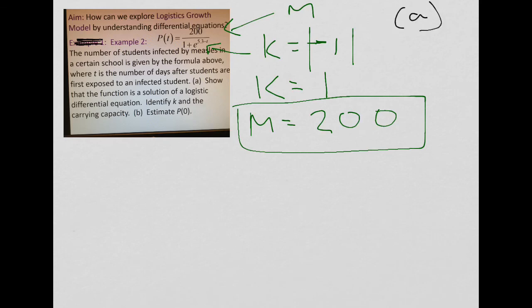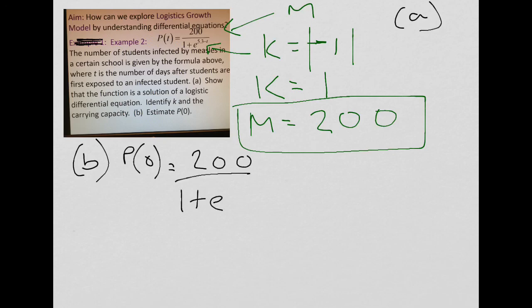That was part A. Part B. This one's kind of easy. We just need to plug in 0. And this is very similar to what we had to do in the last one with substitution. If we plug in 0, we get approximately 0.993. So we do need the calculator for this.